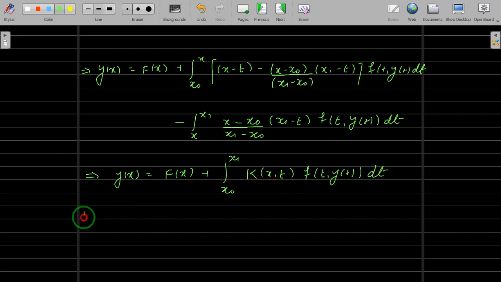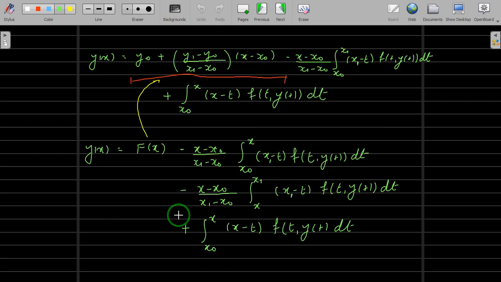Where this f of x, you know what is f of x? f of x equals this entire whatever underlined in red color I have. Can you see that red?